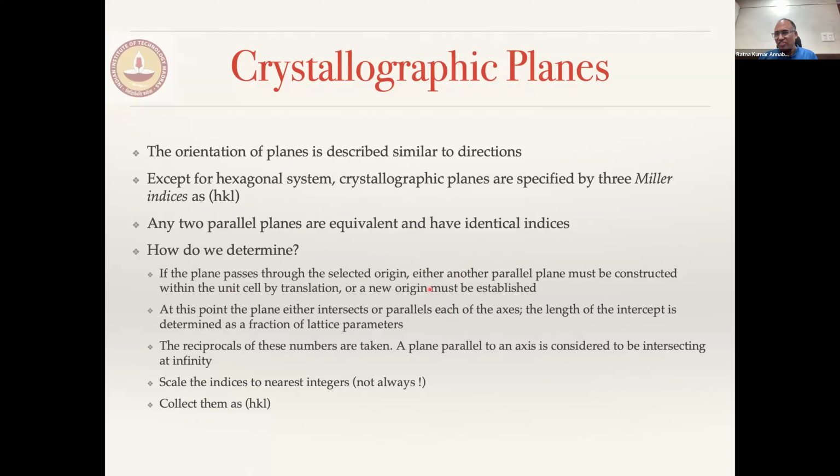If at all a plane is passing through the origin, all that you need to do is you change your origin. And then with respect to that origin, you describe the plane, or you choose another parallel plane within the unit cell, which will also have same indices.